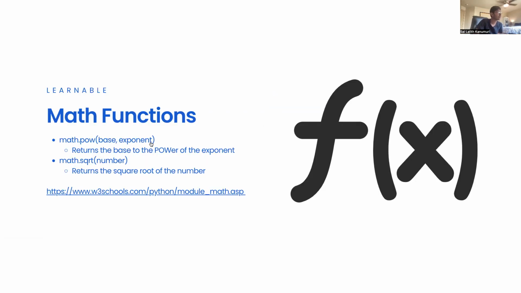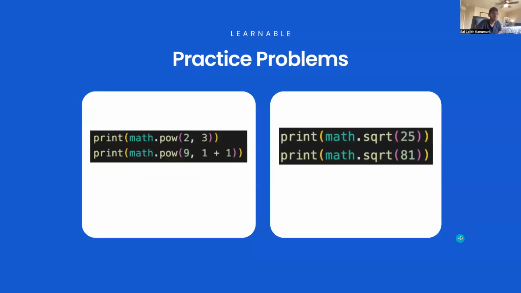So first we have math.pow. This is the power function. We have the base and the exponent. If you did basic algebra, hopefully you know what this is. The base is 2, and the exponent is 3, for example. So 2 to the power of 3 is 8. And the next one is math.sqrt. We're just getting the square root of a number. Pretty self-explanatory. So let's get into some practice problems.